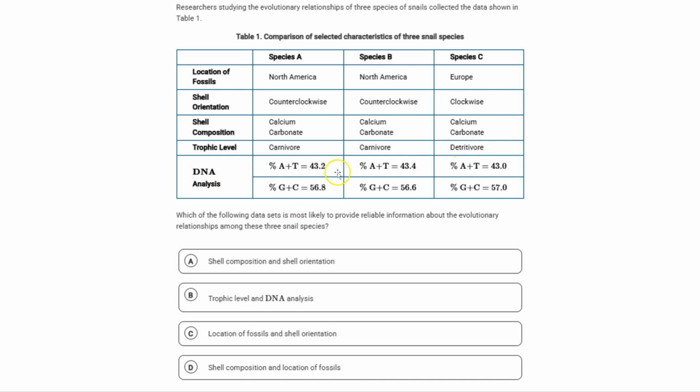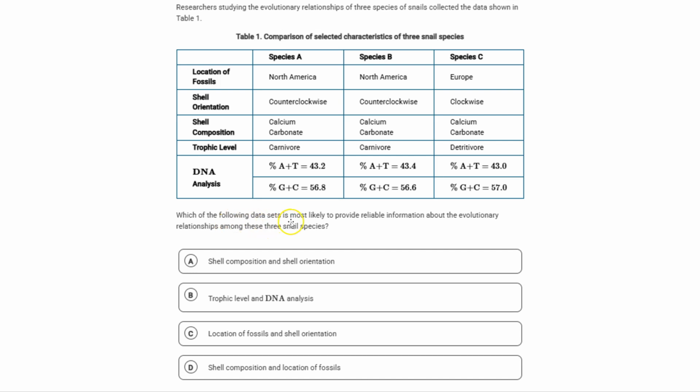And DNA analysis, which is how much their A's and T's and G's and C's. Shell orientation. When we talked about snails, well, this is an example of just seeing some new data that's falling within the lines of what we've been talking about, these huge big picture items.